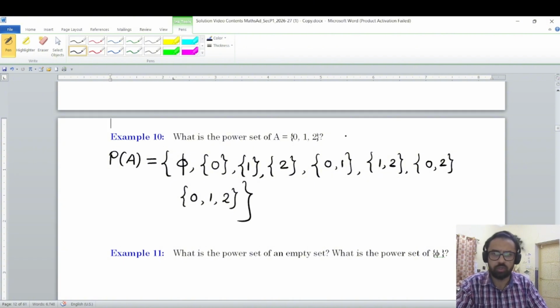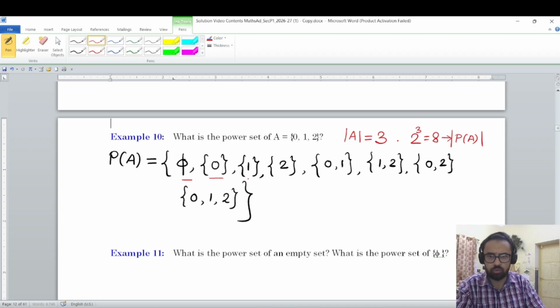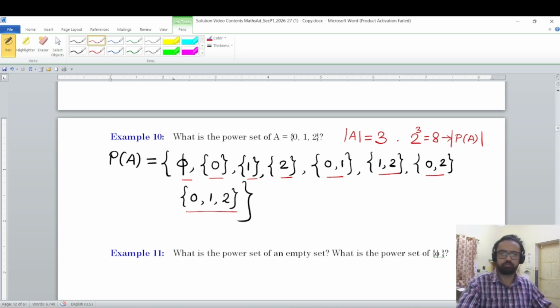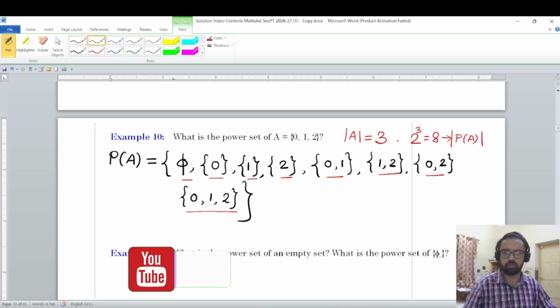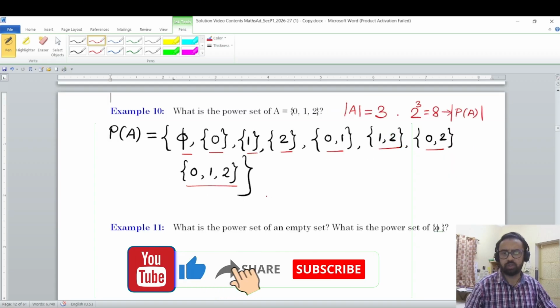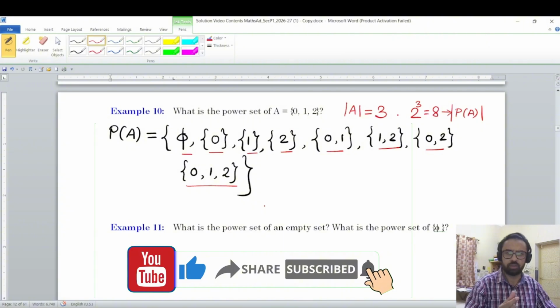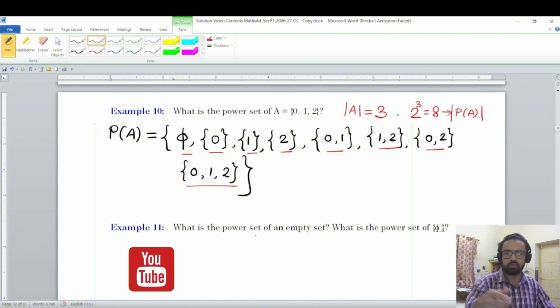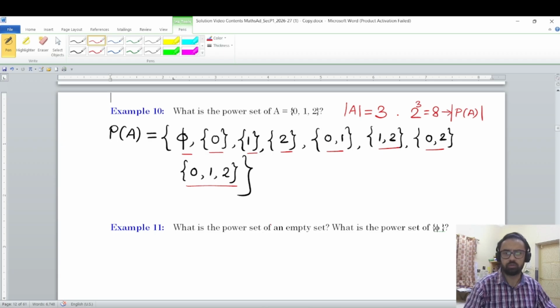So you can see here, for checking, what is the number of elements in A? The number of elements in A is 3, so there must be 2 power 3 equal to 8 elements in the power set of A. Understand? So you can see here 1, 2, 3, 4, 5, 6, 7 and 8 elements. So I hope you understand how to find the power set of any set. You can just take some examples with 3 elements or 4 elements, and try to work out and check using this note whether it is correct or wrong.